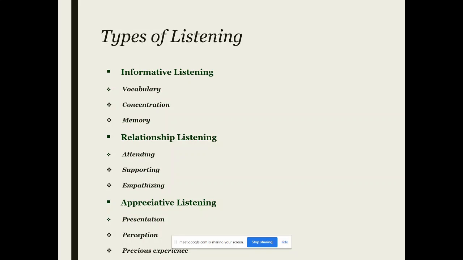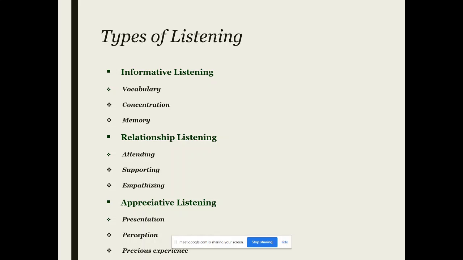So now let's move on to learn about types of listening. As we have already understood when we talked about communication, that communication does have different types in itself. Similarly, listening can also have different types. So let's understand what the different types of listening are.